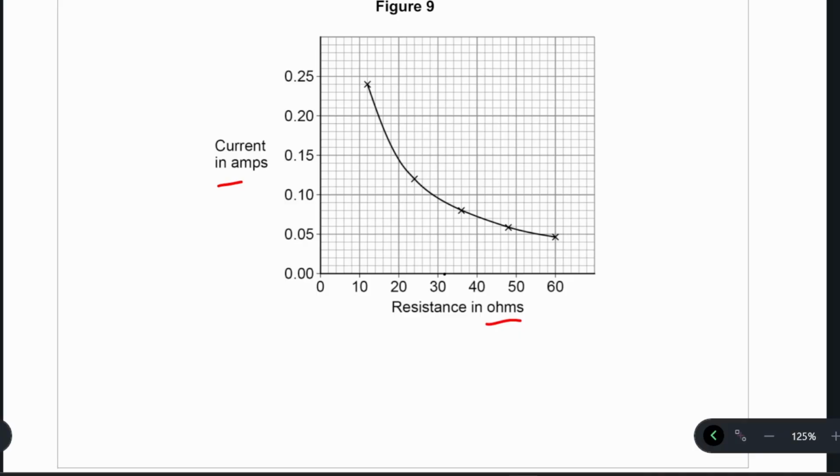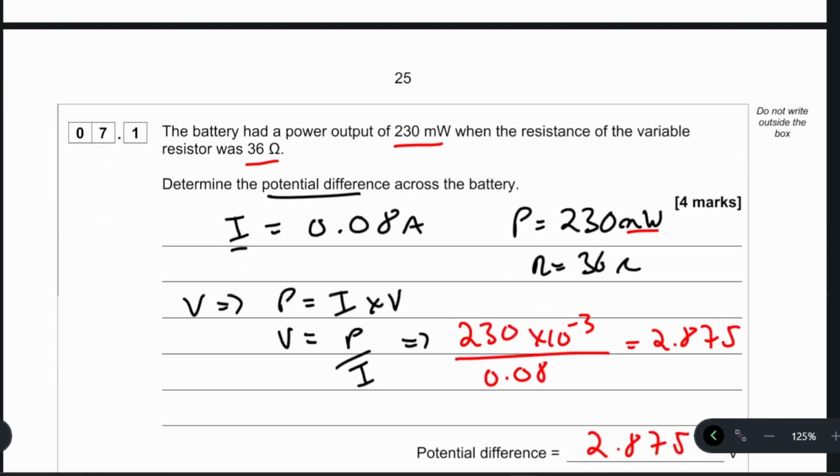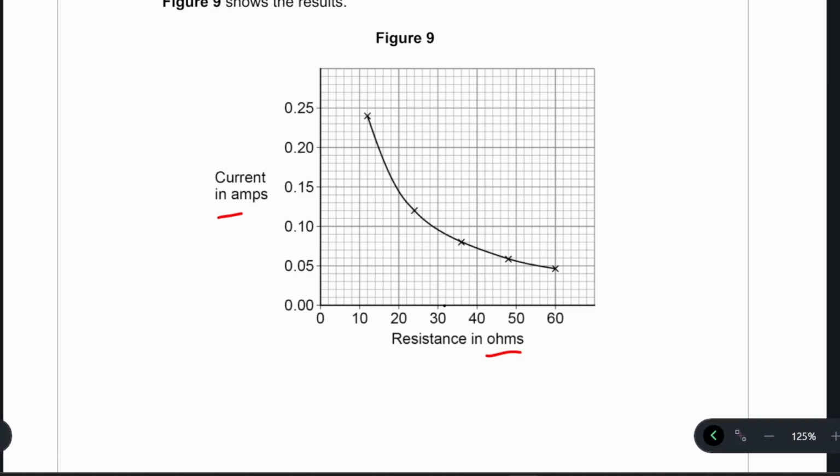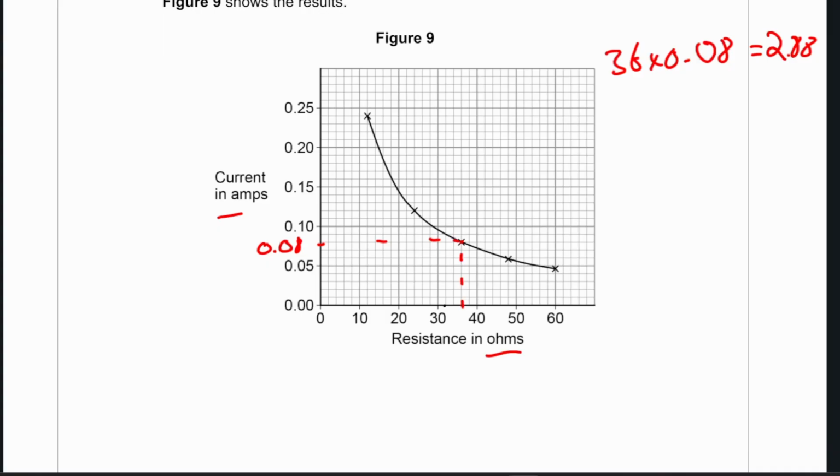So for example, let's select something that's quite easy to read. Well, we've done one already, where we had 36 ohms. So 36 ohms was over here, and we read that off as having 0.08 amps. Remember? So we want to do 36 multiplied by 0.08. And if you calculate that, that should give you 2.88. Okay, so this doesn't have any units, it's just our constant, right? So this should be the same no matter what value of current and resistance we choose.